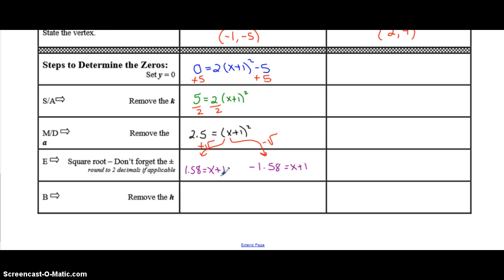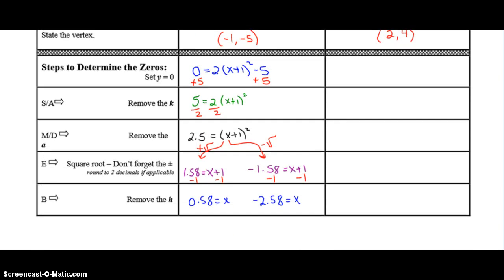And the last step is to remove what was in the bracket, which is the h. So you're going to subtract 1 from both sides in both equations. So that means 1.58 minus 1 is 0.58, and negative 1.58 minus 1 is negative 2.58. So those are approximately where your two zeros are.